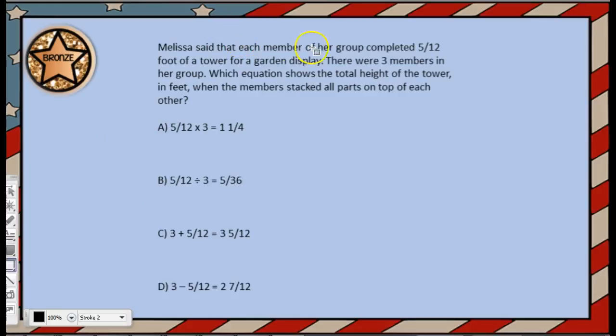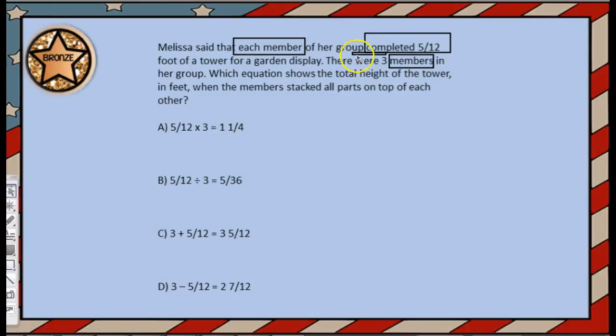So we need Melissa's group, and they completed 5/12 of a foot for the tower. Each member, this is important, each member of the group completed 5/12 of the tower. And there were 3 members in the group. Oops, my little marker isn't working very well, sorry. So 3 members in the group, and each member completed 5/12 of the tower. So we need to find out what we're looking for, and we need to know how much all of them together completed. But look at the answer choices.